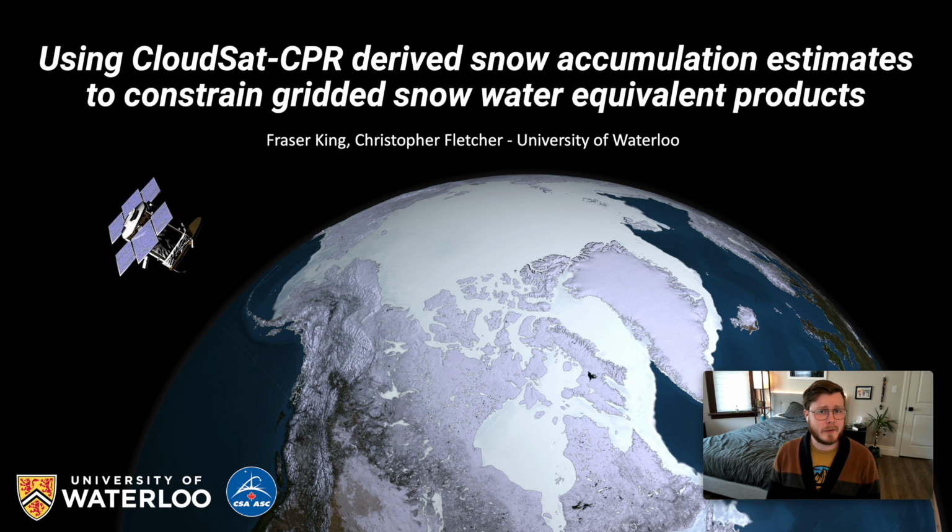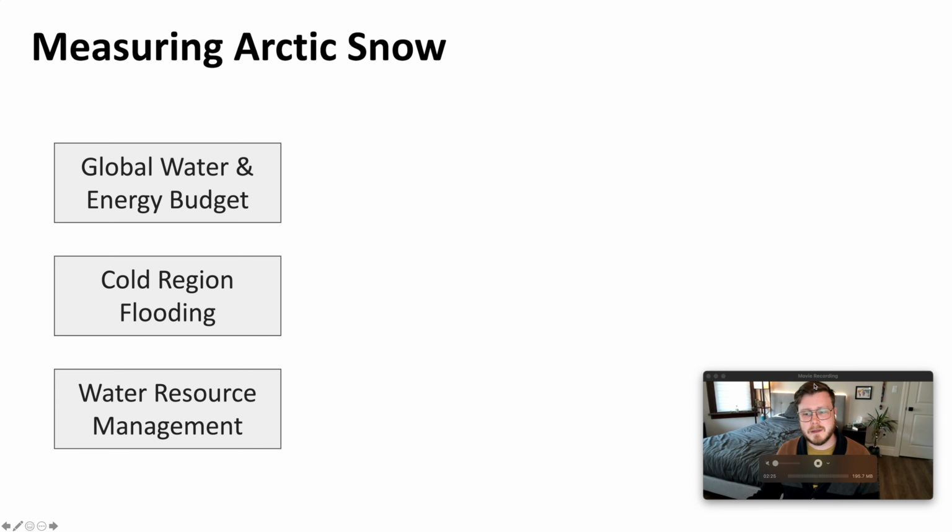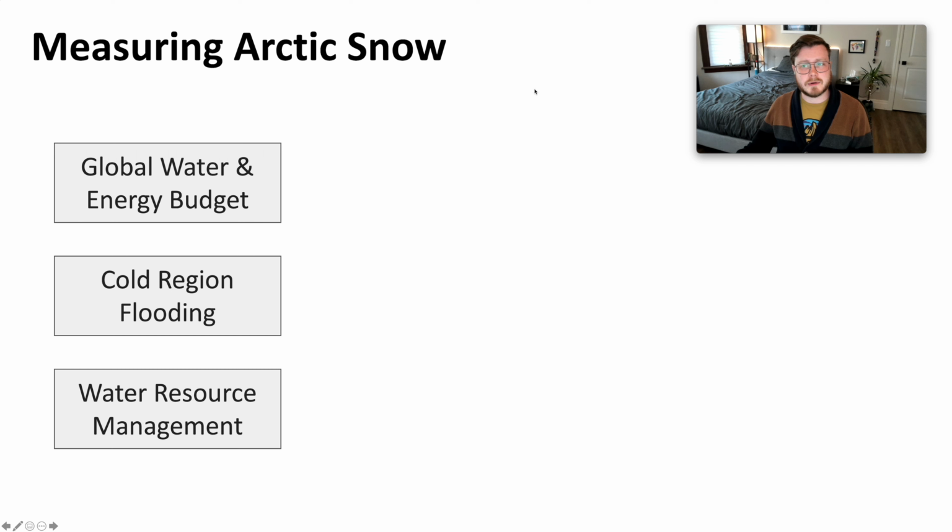Today we're going to talk about some of my work using CloudSat snow accumulation estimates to constrain gridded snow water equivalent products throughout the Arctic. So as we all know, measuring Arctic snow is an important task. It has implications to things like the global water and energy budget, cold region flooding, and water resource management practices.